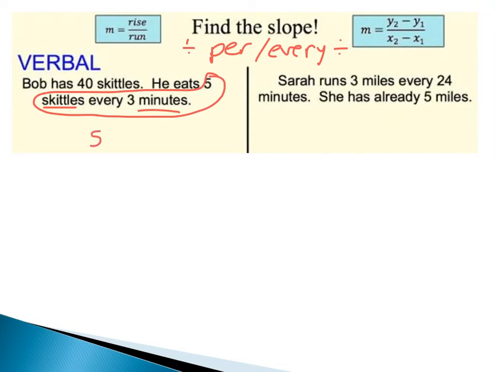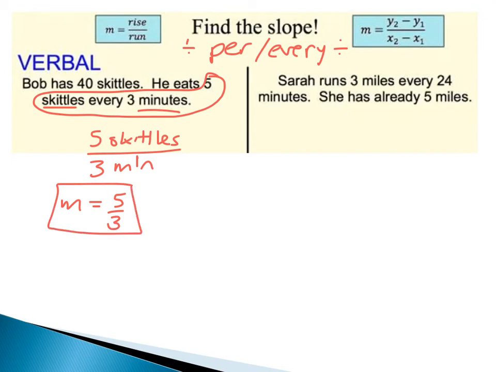It's 5 Skittles. It's tough to spell. Sorry about my writing there. Over 3 minutes. So what's his rate of change? What's the slope? It's 5 over 3. So be able to understand that from a word problem. Sarah then runs, next one, Sarah runs 3 miles every 24 minutes. She has already run 5 miles. So which one represents the slope or the rate of change?